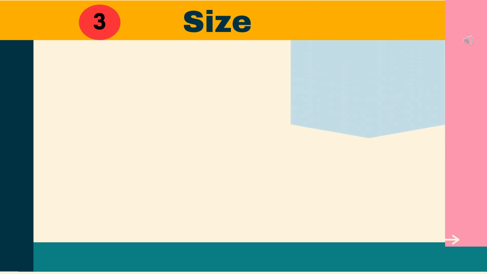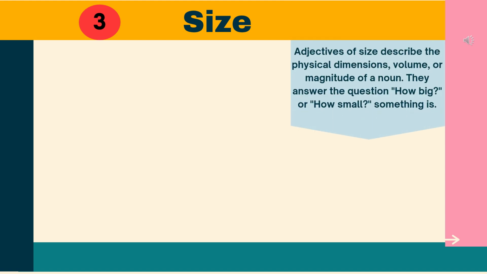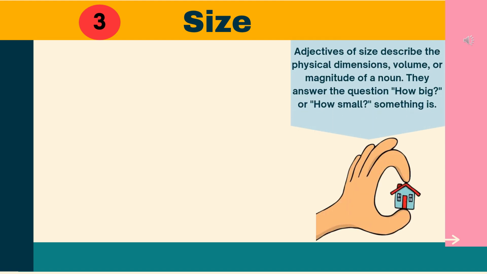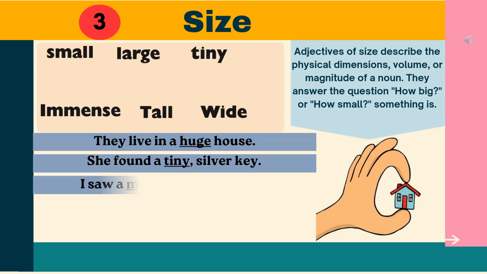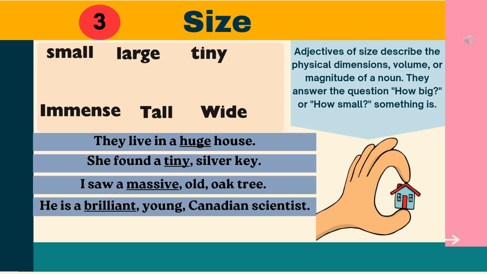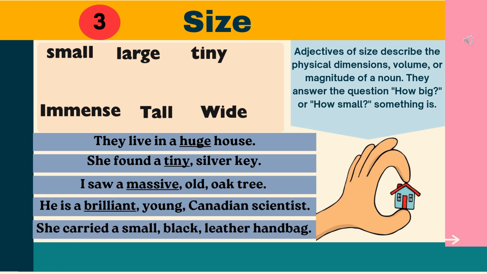Next are size adjectives. These are simple and factual. They describe how big or small something is. They answer the question, how big is it? Look at the examples: a huge house. A tiny, silver key. A massive, old, oak tree. A small, black, leather handbag. Notice that small comes before black and leather. Size is an objective fact that comes right after your opinion and before other physical details like color or material.